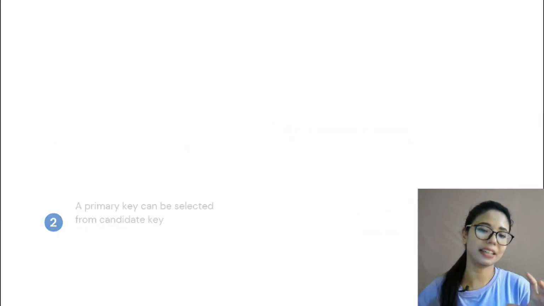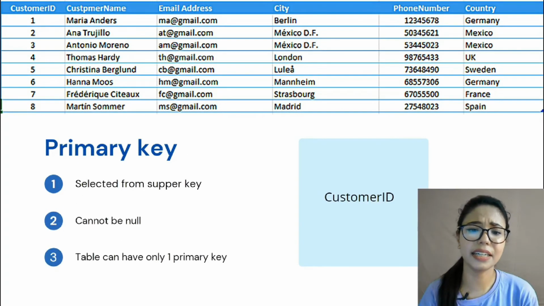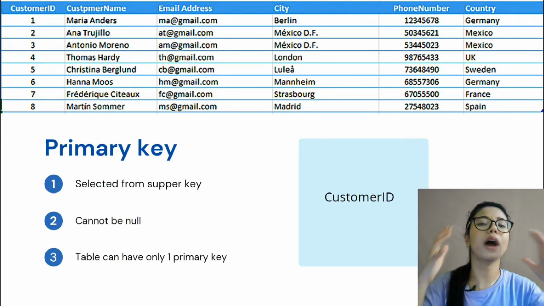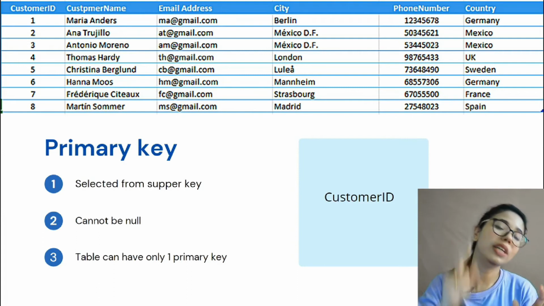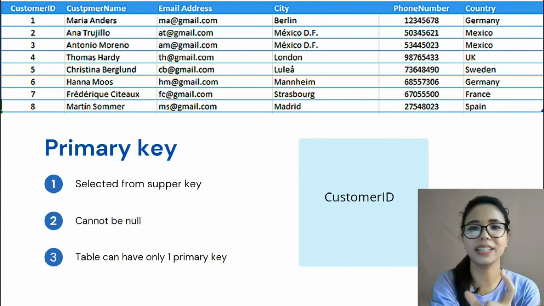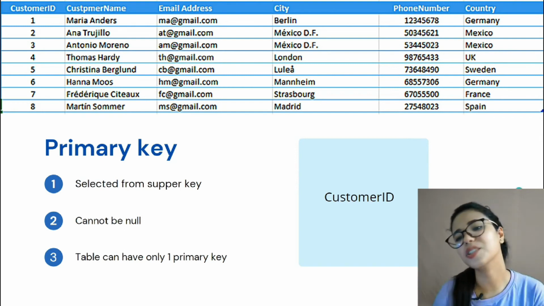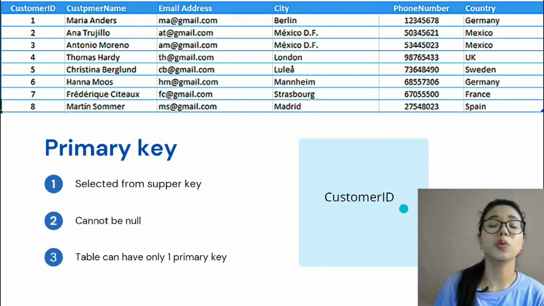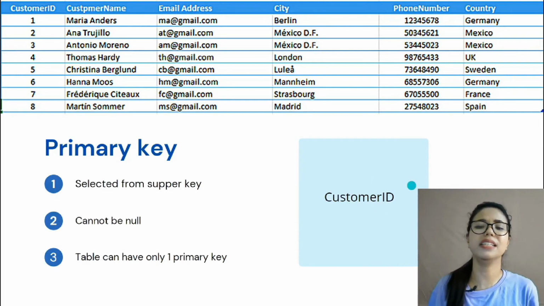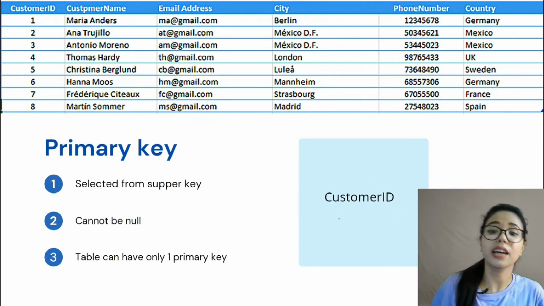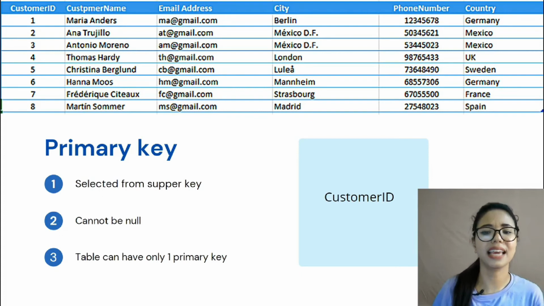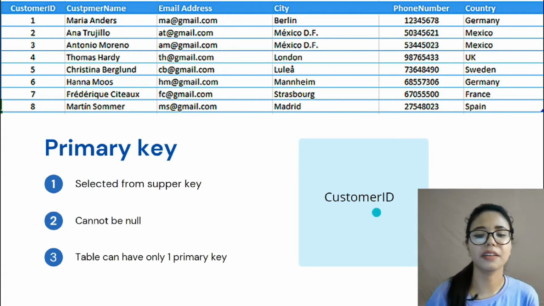Now a primary key can be selected from the candidate keys. So whenever you have to select a primary key, you need to go and check the candidate keys, because the primary key will be coming from the candidate keys. Here in the customer ID, email address and phone number, you can take any of these as a primary key. In this example, customer ID can uniquely identify the row, so I will be taking customer ID as a primary key.